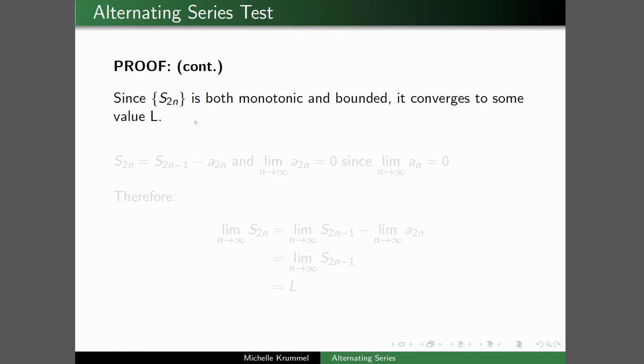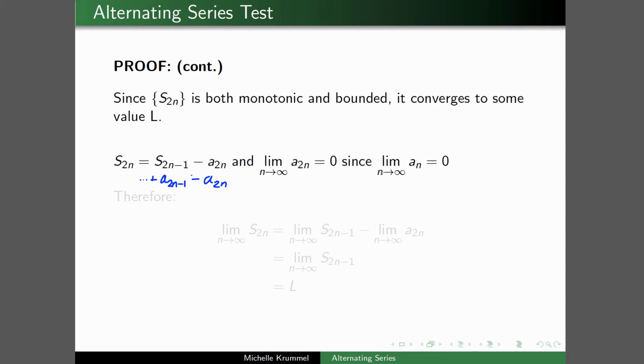Since the sequence of even partial sums is both monotonic and bounded, it converges to some value L. And we can also represent the even partial sums as the odd partial sums minus a sub 2n. S sub 2n minus 1 means we're adding up all of those terms until we get to the a sub 2n minus first term. So the very next term after that, we would just add 1 to this subscript here, and 2n minus 1 plus 1 gives us a sub 2n. And in this series, all of the even terms are negative, so that's why it's minus a sub 2n.